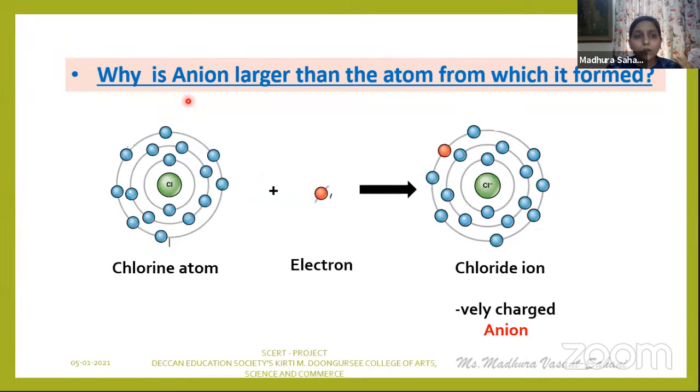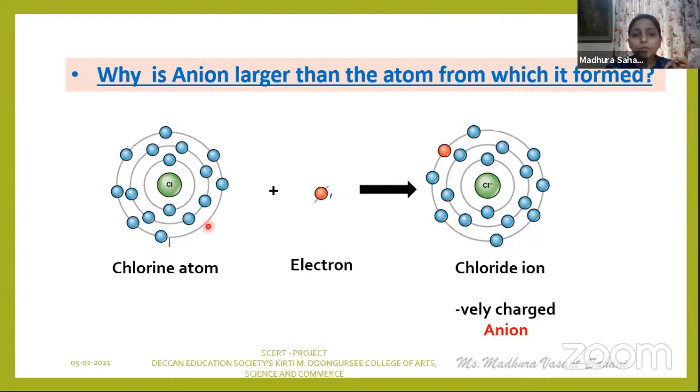Okay, now our second question is, why is the anion larger than the atom from which it is formed? Or in other words, you may come across the question, why are anions larger in size than their parent atom? Again, first of all, you should know how these anions are formed. See, when an atom gains one or more electrons, it results in the formation of an anion. Here, we have taken a very simple example of the chlorine atom.